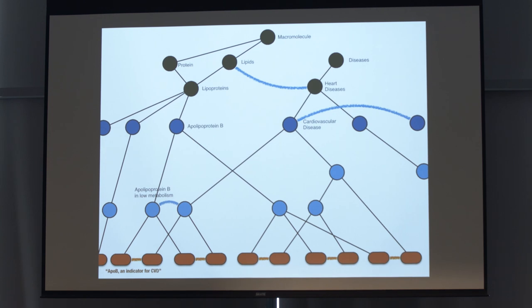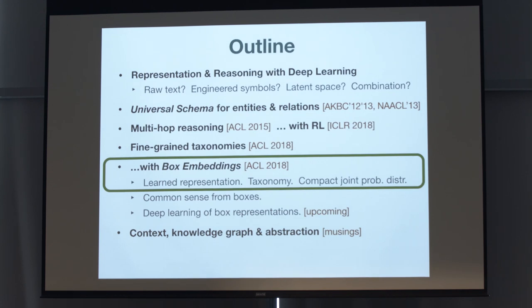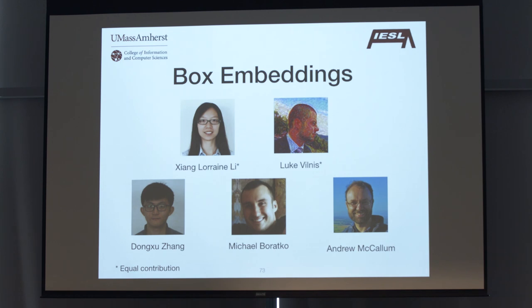So what kinds of representations can I use to represent DAGs and also probabilities and also gain some of the softness that I get from representing things in some embedded fashion? And this leads me to work that I'm extremely excited about that we've been doing over the last 3 years or so on box embeddings. And this is work by my students Lorraine Lee and Luke Vilnis, Dongzhu Zhang, and also one of my new postdocs, Michael Bracco, who's actually with us here in the audience. And we've also been doing some collaboration with IBM on this topic as well.